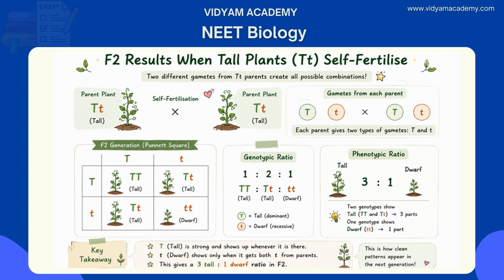The 3:1 phenotypic ratio in F2 is the cornerstone of the law of segregation. Proof that the two alleles separated cleanly into gametes and recombined predictably. Whenever phenotypic and genotypic ratios differ, it signals complete dominance at work. That's why option B is the right answer.